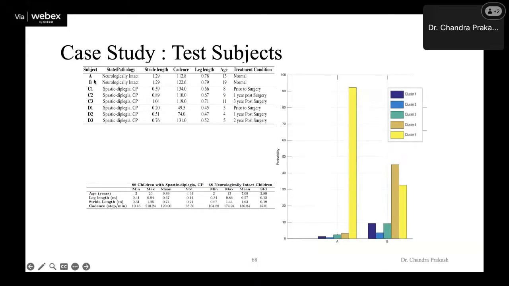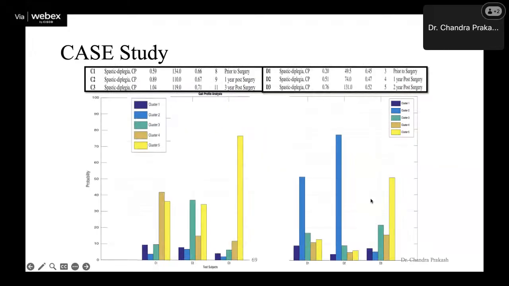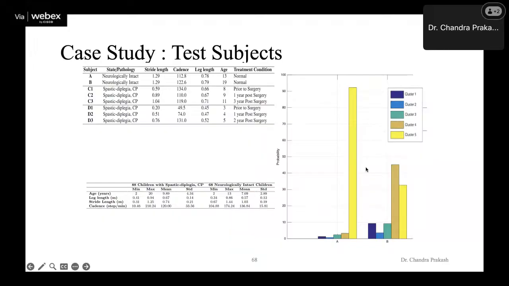We considered three test subjects, A, B and C, before the surgery and after the surgery. As you can see over here, this is the normal case, this is prior to the surgery, this is after the surgery, and the same for D2 and D3. We have identified that we are able to come up with the correct output, as you can see. But there was a certain limitation in subject A. Why? Because in that we only have the normal condition, and the age group was also higher as compared to the average one.